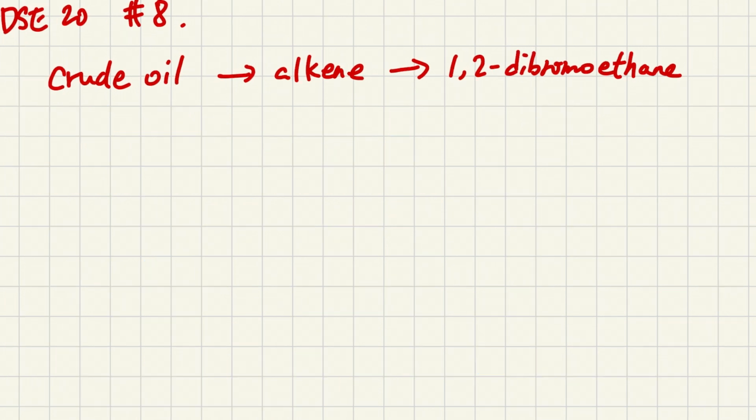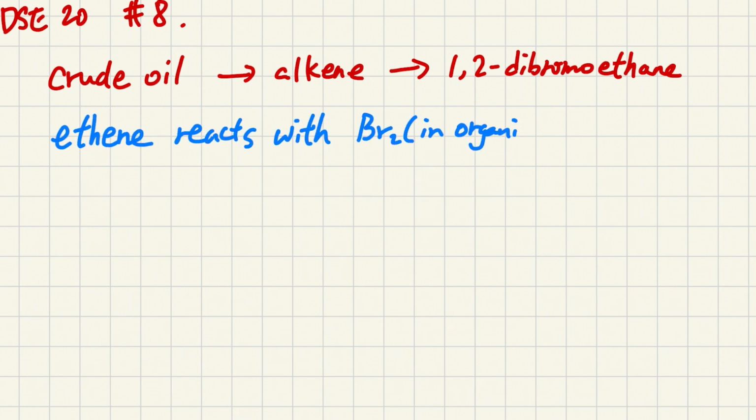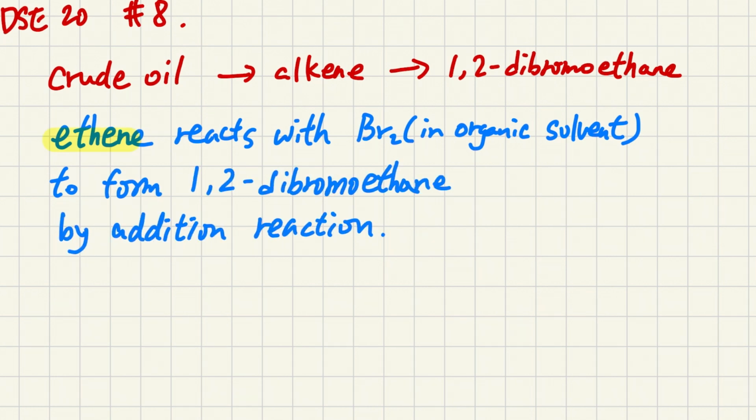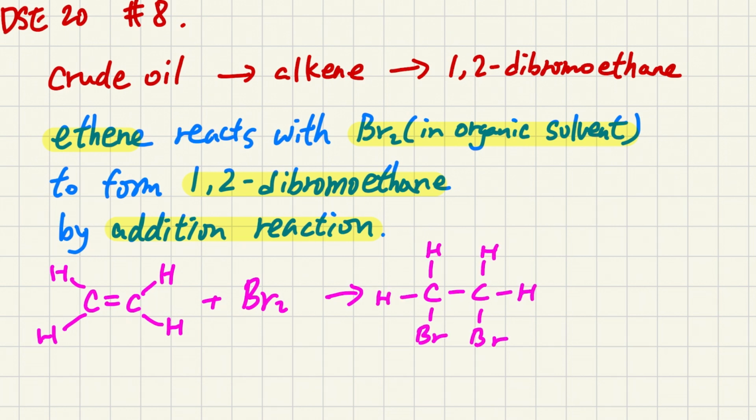The second step is how to change ethene into 1,2-dibromoethane. So we must use bromine in organic solvent through an addition reaction. So here shows the keywords. And don't forget to include a chemical equation as mentioned in the question.